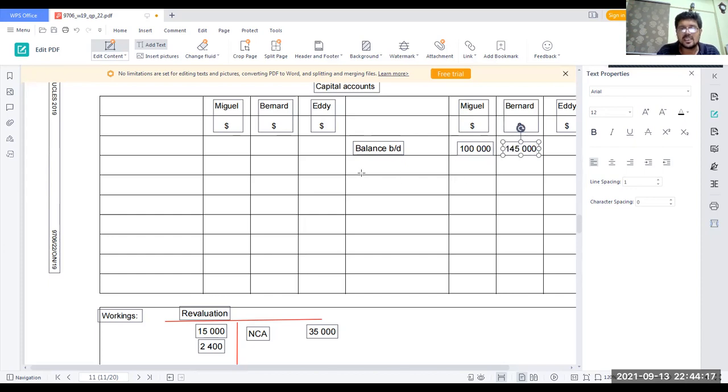Done. Okay. Now, goodwill. Goodwill is going to be divided among the partners in the ratio of 2:3. The goodwill amount is 40,000. So 40,000 multiplied by 2 divided by 5 is 16,000 goodwill for Miguel. And 40,000 minus 16,000, 24,000 goodwill is going to Bernard. Okay. Then revaluation.